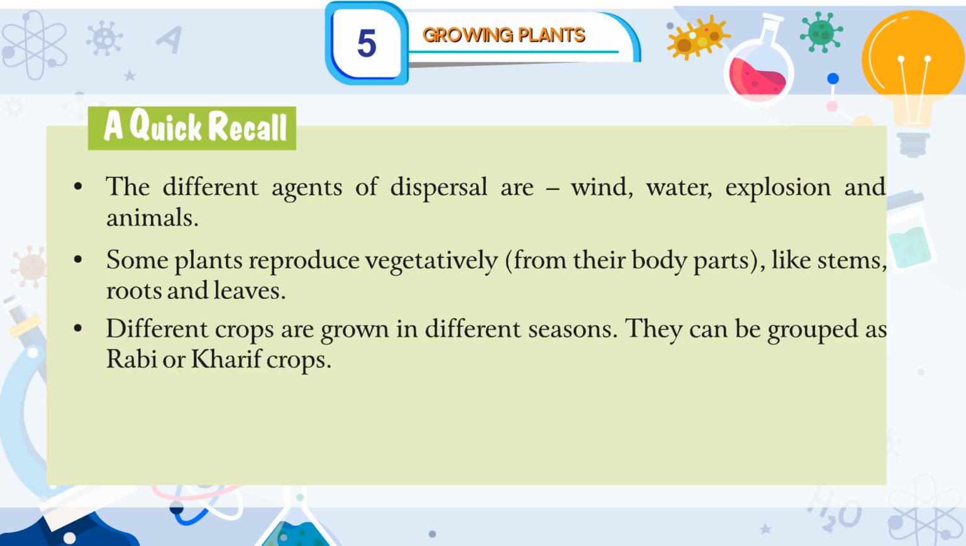Different crops are grown in different seasons. They can be grouped as Rabi or Kharif crops. A farmer works hard to get a good crop yield.